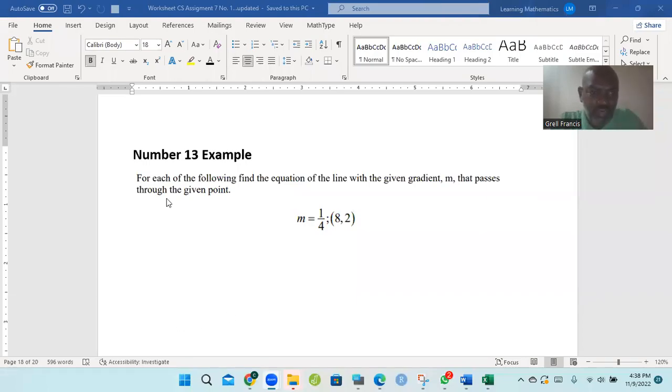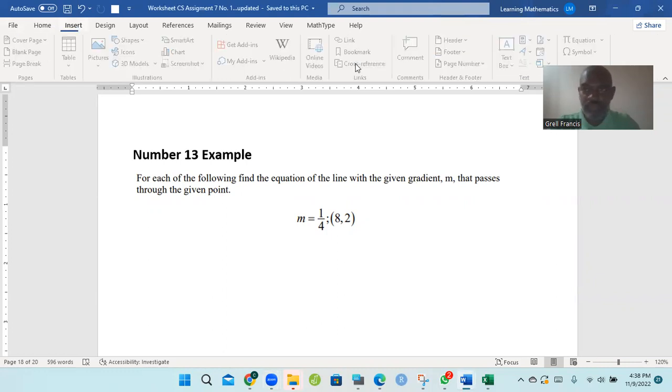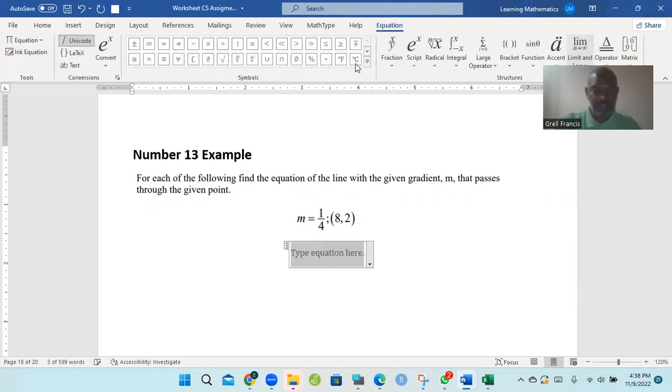This question says for each of the following, find the equation of the line. So we have to find the equation of a line with the gradient m, and that passes through the given point 8, 2. Now, we already know that one of the standard forms of writing the equation of a line is y is equal to mx plus c.